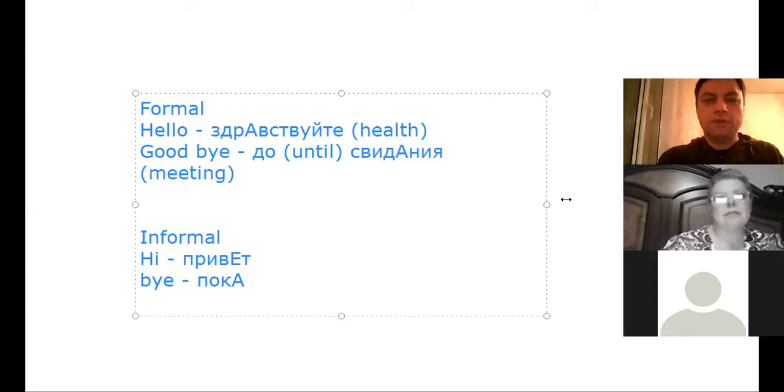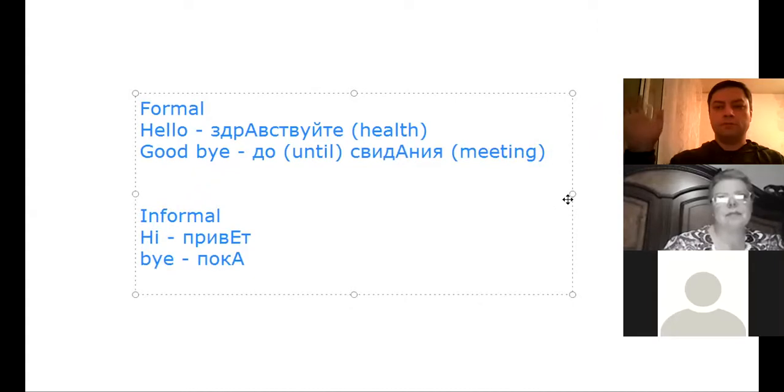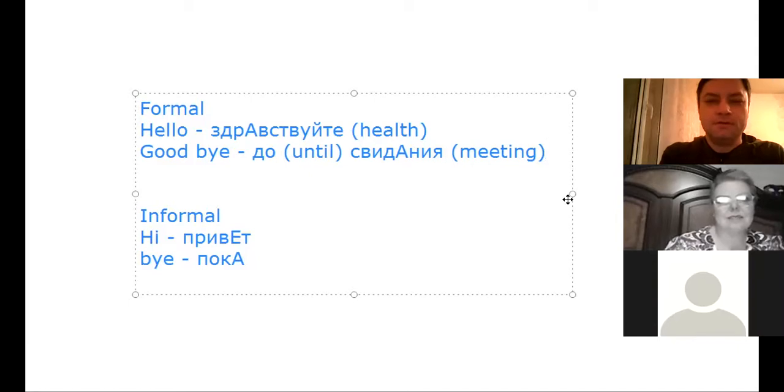So, до свидания means until I see you next time. Sort of means see you again. Or we part until we meet again. So, до свидания basically implies that we'll meet again. There is also a way to say farewell, meaning that I don't expect we'll meet again, but I don't think we should learn it here.